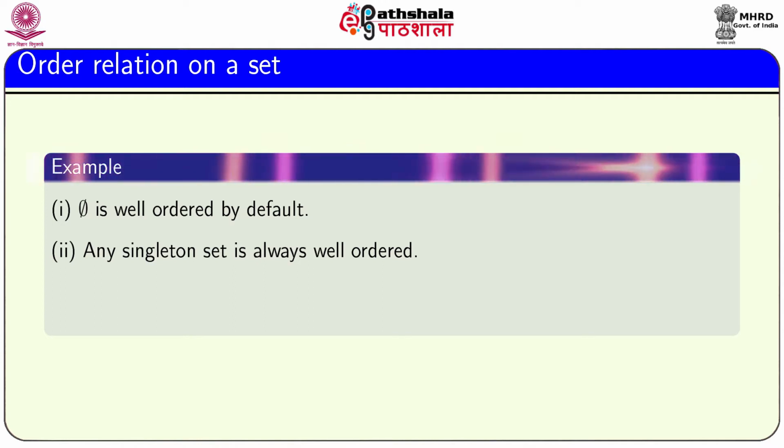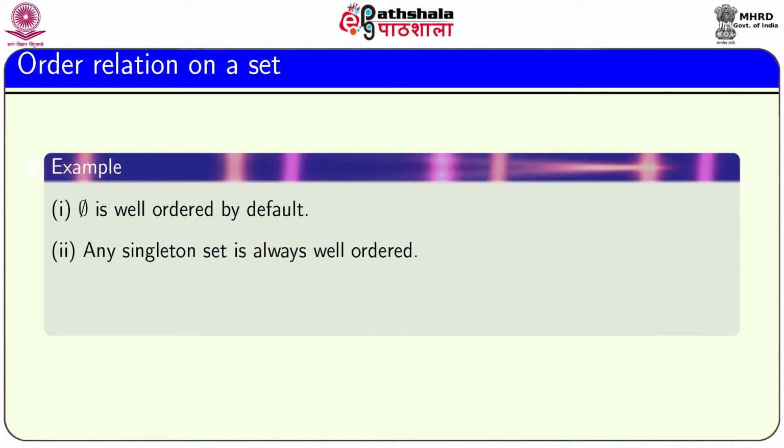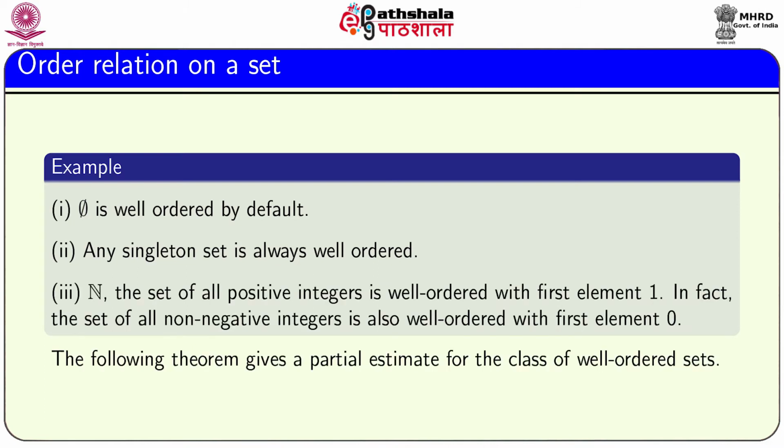Consider the following examples. If we take the empty set, then it is always well ordered. If we take any singleton set, it is also well ordered. The set of all positive integers is well ordered with the first element 1. In fact, the set of all negative integers is also well ordered with the first element 0. Now, the following theorem gives a partial estimate for the class of well ordered sets.